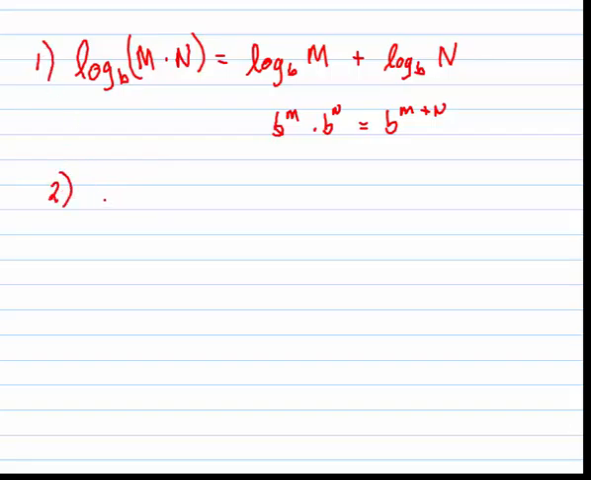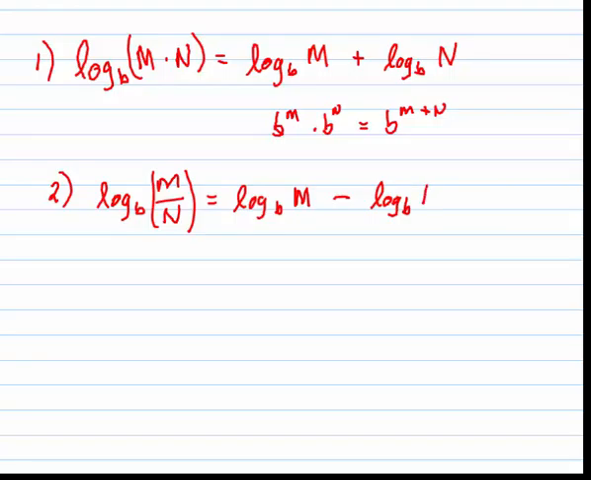Property number two is the log base b of m divided by n is equal to the log base b of m minus log base b of n. And again, that's because if we have b to the m divided by b to the n, that's equal to b to the m minus n, the exponents.